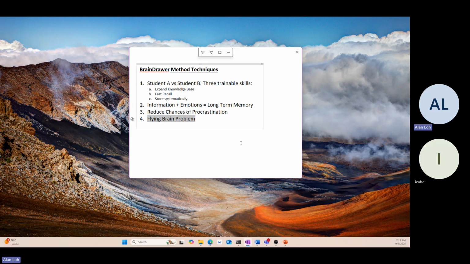The flying brain problem. What is this? I think everyone has encountered this problem before, including me. In fact, I did it a lot of times. I'll tell you what the problem is.